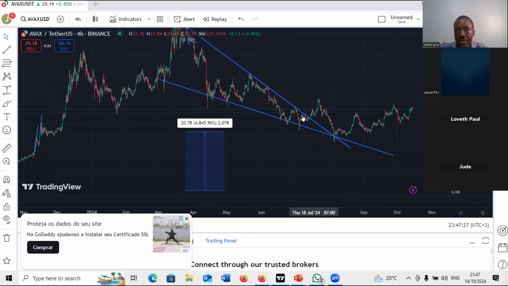Now, we have seen the breakout there. It moved up and then came down to test this line.